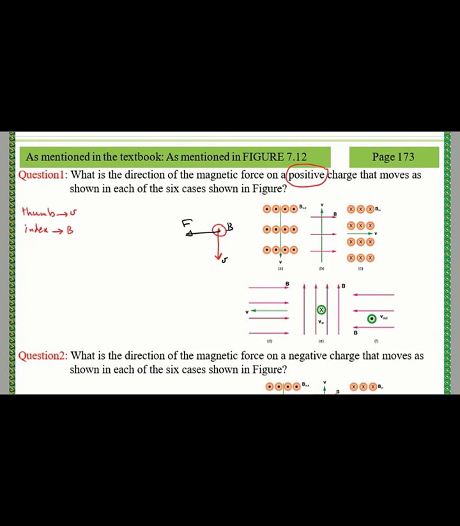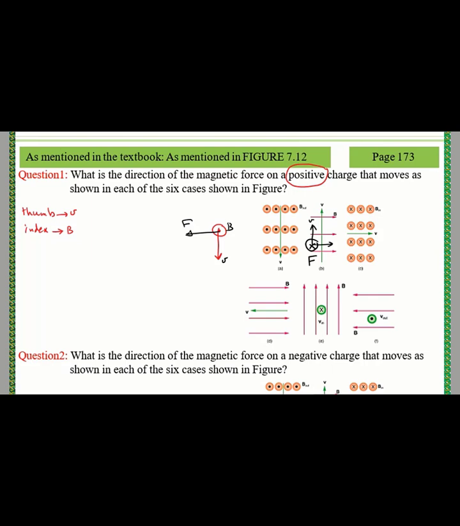For part B, the velocity is upward, so the thumb is upward. Here is the thumb. The magnetic field is to the right, so the index is to the right. Thumb up, index to the right, so the force is inside the paper. F is inside the paper.